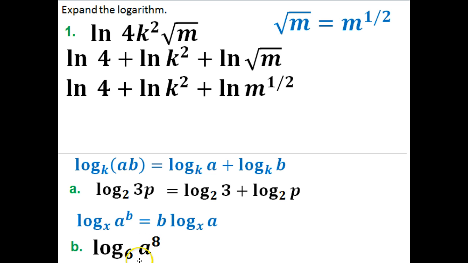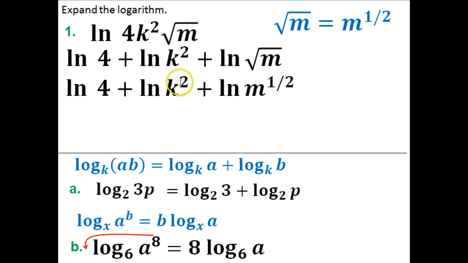Let's look at an example here. I have log base 6 of a to the 8th. I take that 8 and I move it way out in front, and it should look like this. This 8 came from the exponent, we just moved it out in front. This one does not have any exponents other than 1, so we don't need to worry about it.